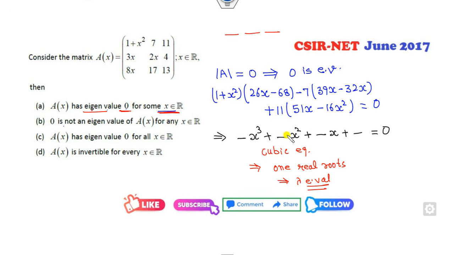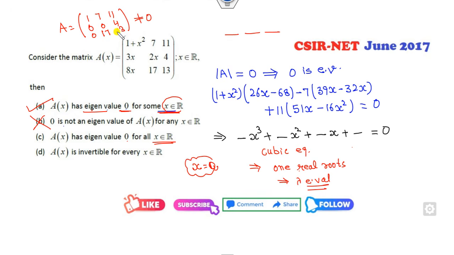So this is 0 for some x. Definitely you will get some x from R which will satisfy this equation, because a cubic has a real root. So the option 0 is not an eigenvalue is wrong. A has eigenvalue 0 for all x? That's not true. If I simply choose x is 0, what will be my A? 1 0 0, 7 0 17, 11 4 30. Clearly the determinant is non-zero.